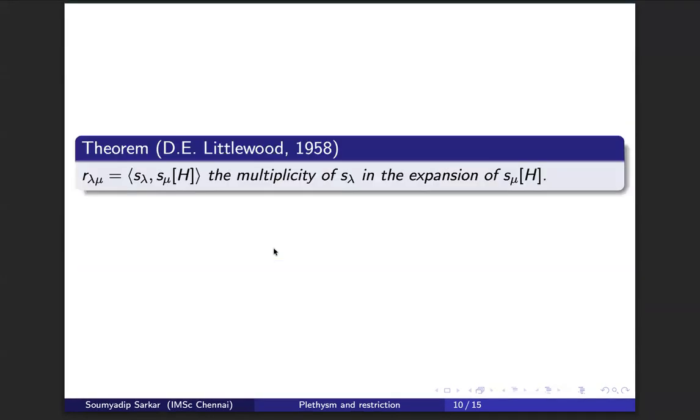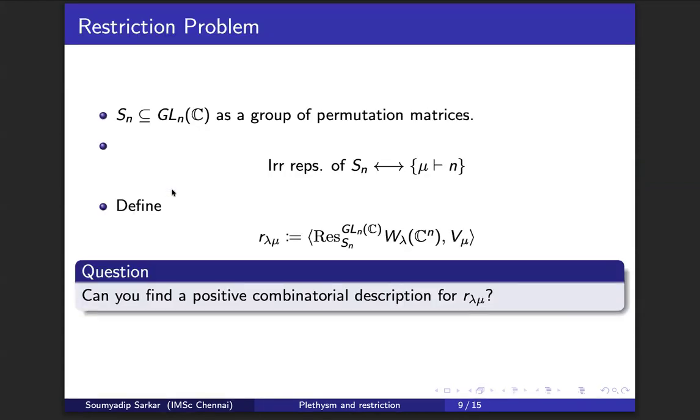So this is Littlewood's formula: the restriction coefficient R lambda mu is given by an inner product, but you don't have to know what the inner product is. It is just the same as the multiplicity of s lambda in the expansion of s mu plethysm H. Remember that I defined s mu plethysm H.